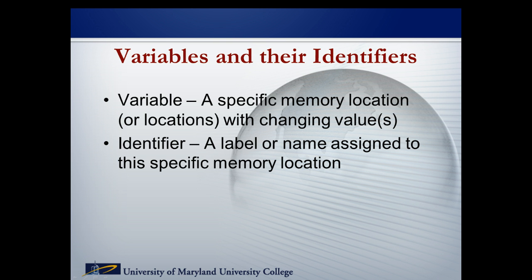As I mentioned before, we will declare variables, and a variable is a specific memory location, and the reason it's called a variable is because the value of that memory location can change. Now, there are certain exceptions to this. There could be variables that are identified as constants, and of course those variable values are not going to change. The identifier for that variable is basically the label or the name that is assigned to that memory location. So the identifier is, in itself, the variable name.